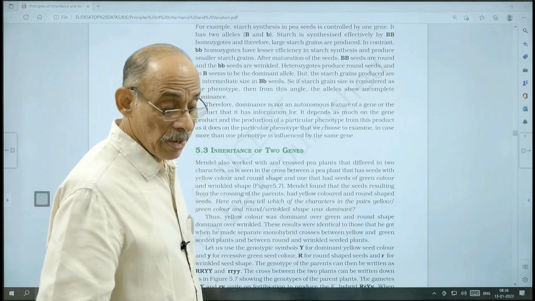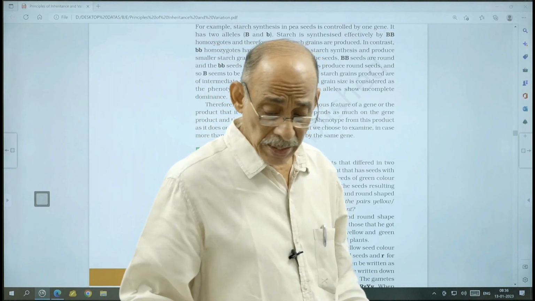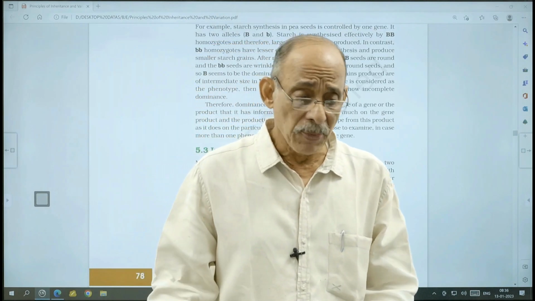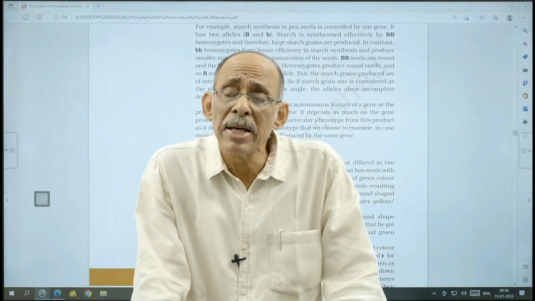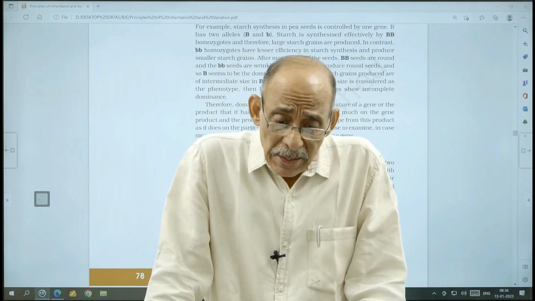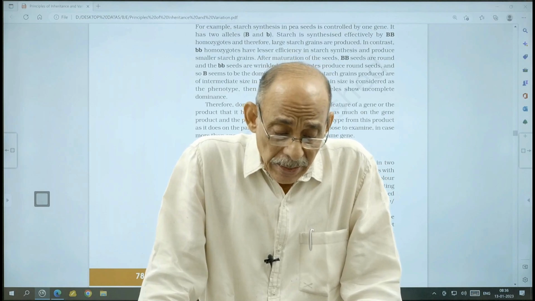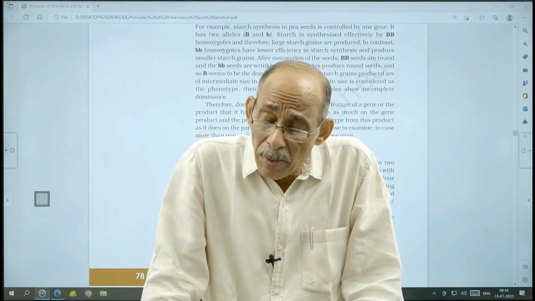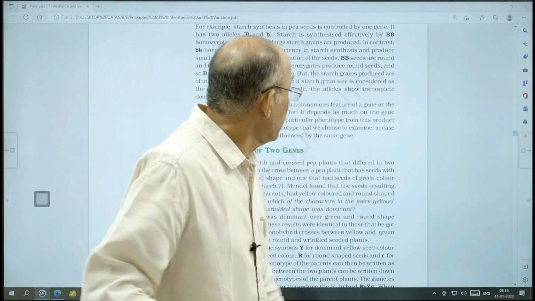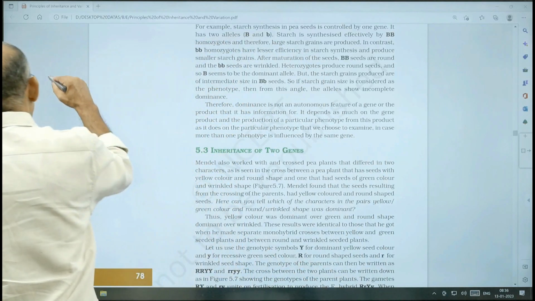Okay, so far we have been discussing one single gene influencing a single character. But there are examples where one single gene can influence more than one character. So one gene influencing more than one character is known as the manifold effect of genes.